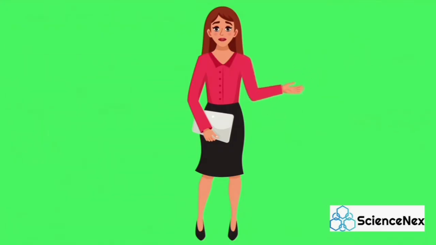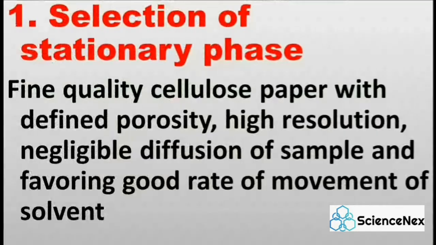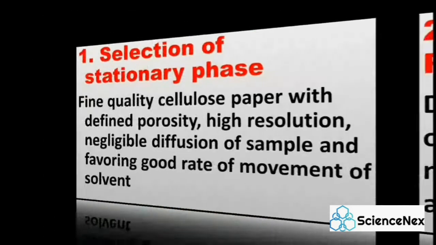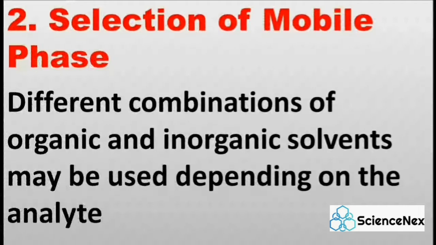Steps in paper chromatography. Number 1. Selection of stationary phase. Fine quality cellulose paper with defined porosity, high resolution, negligible diffusion of sample, and favoring good rate of movement of solvent. Number 2. Selection of mobile phase. Different combinations of organic and inorganic solvents may be used depending on the analyte.